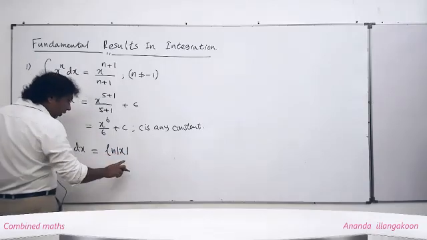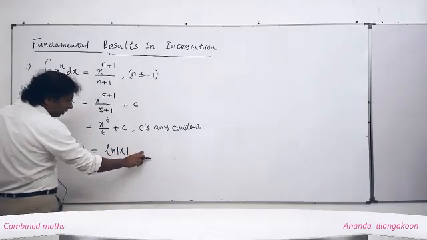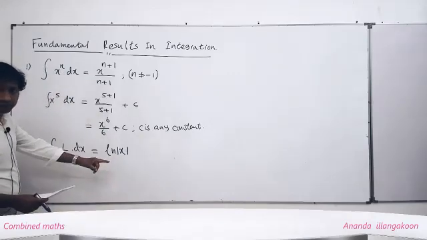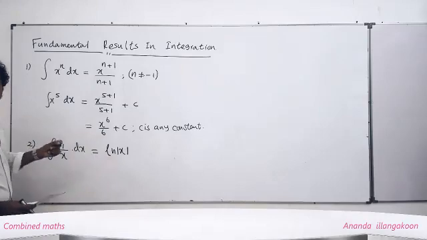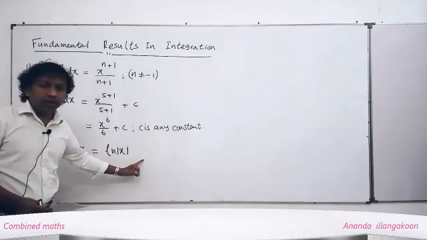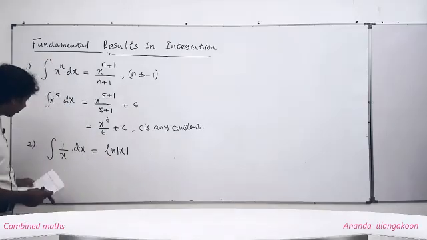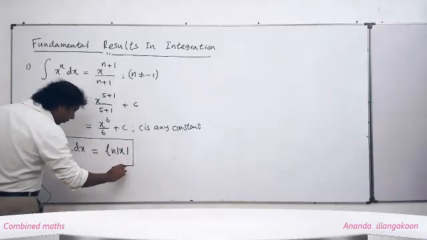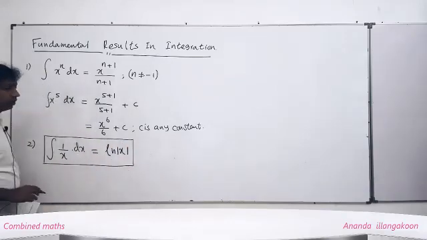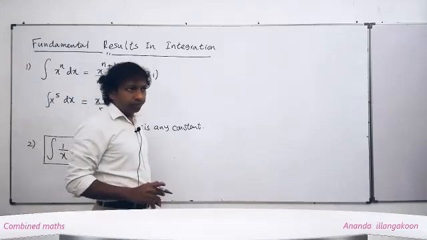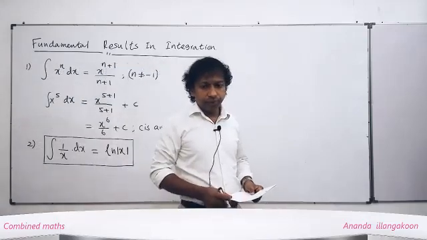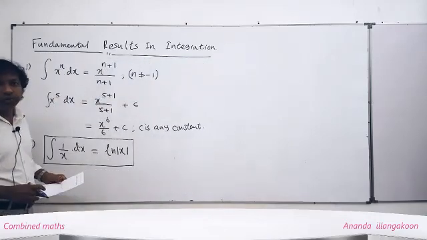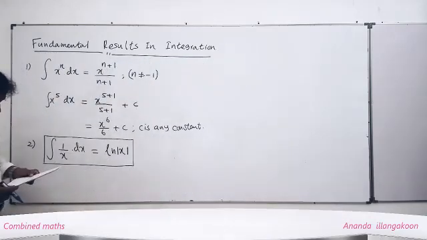Ln x. Here, people, I must add a constant, but since this is a result, we'll keep it without adding a constant. But when we answer a question, finally we'll write a constant here. 1 upon x, when we integrate, we get ln x. Like this, there are nearly 29 results. We have to remember those results. If you can remember them, you can work out all integration questions, right?